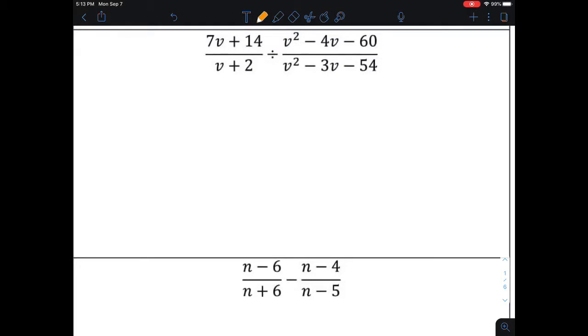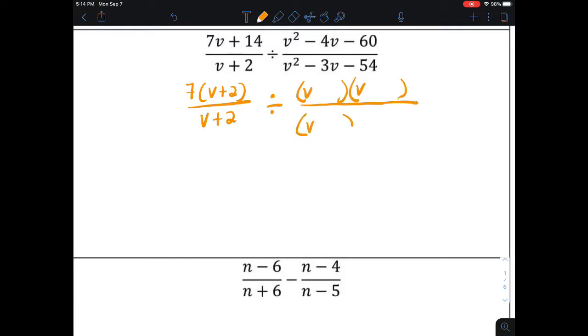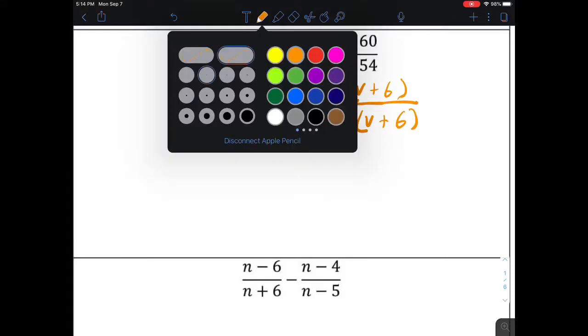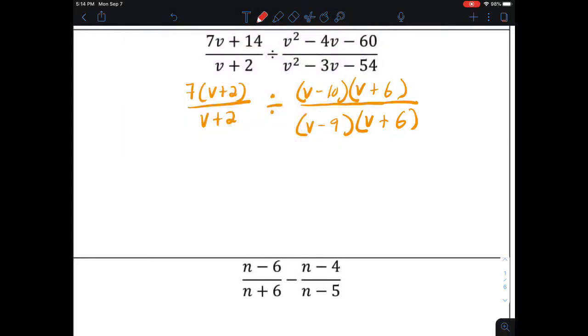Okay, now let's do a division problem. So similar to with multiplication, before you do the operation, factor everything and see if you can simplify your problem. So I'm going to start factoring my problem. And so I factor this problem, and we see it actually is going to reduce quite nicely for us. I can cancel out the v plus 2's in the fraction on the left, and in the fraction on the right I can cancel out the v plus 6. And then we have a condensed problem to work with.